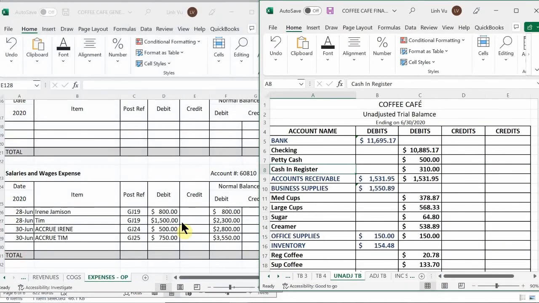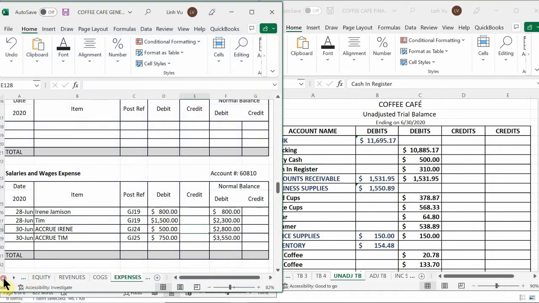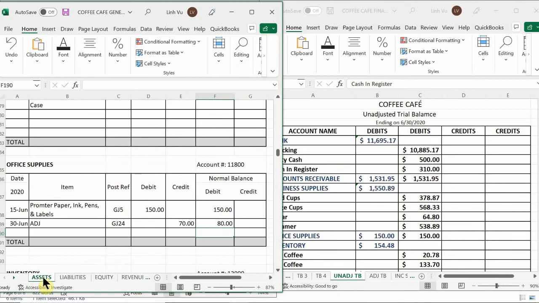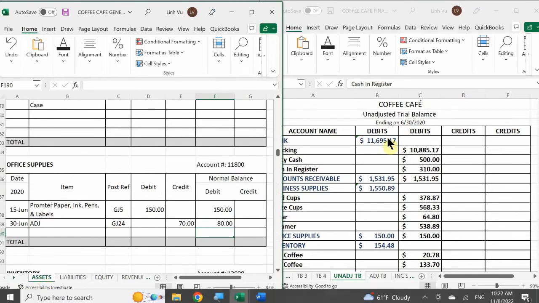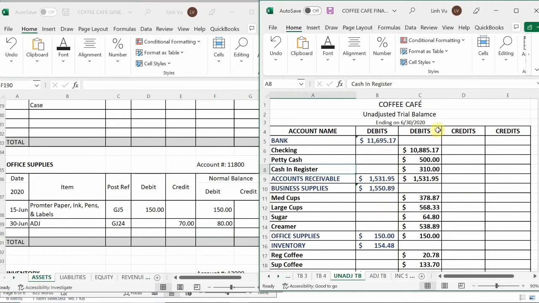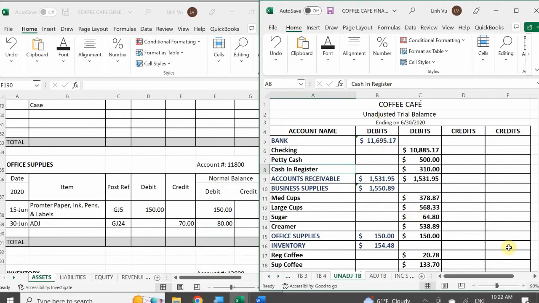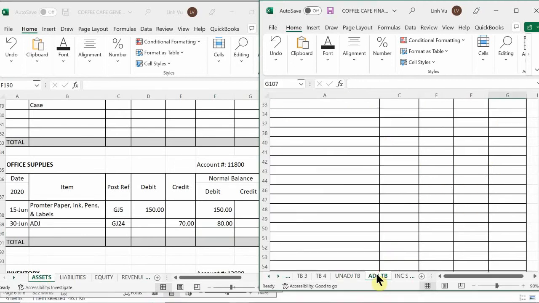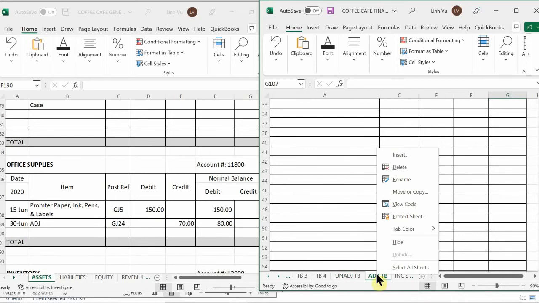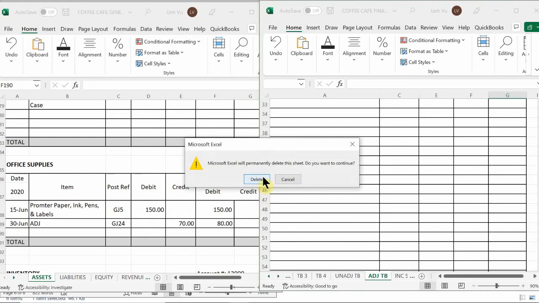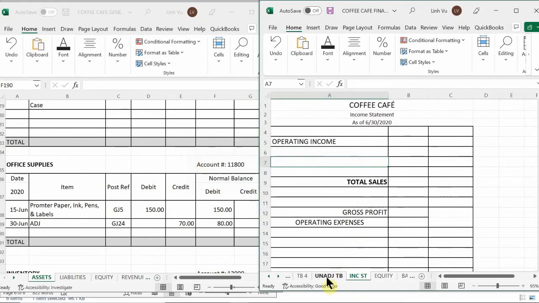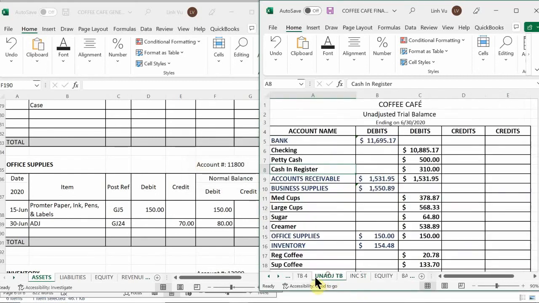If you have found a mistake or made a mistake, then you're going to have to adjust it accordingly or see if you accidentally copied something wrong from your journal to your ledger. But in this case, we're going to make a copy of my adjusted trial balance, just like what we did with the unadjusted trial balance many times before. So I'm going to delete my adjusted trial balance, and I'm going to click delete. And what I'm going to do is make a copy of my unadjusted trial balance.